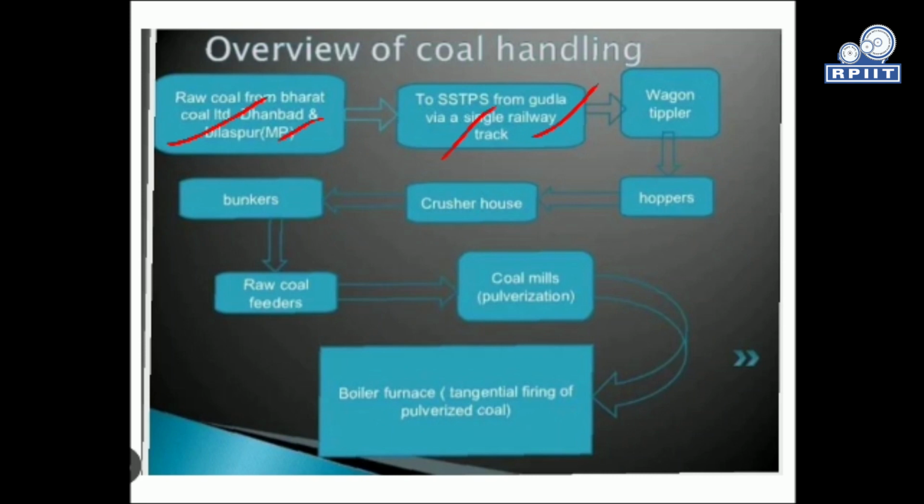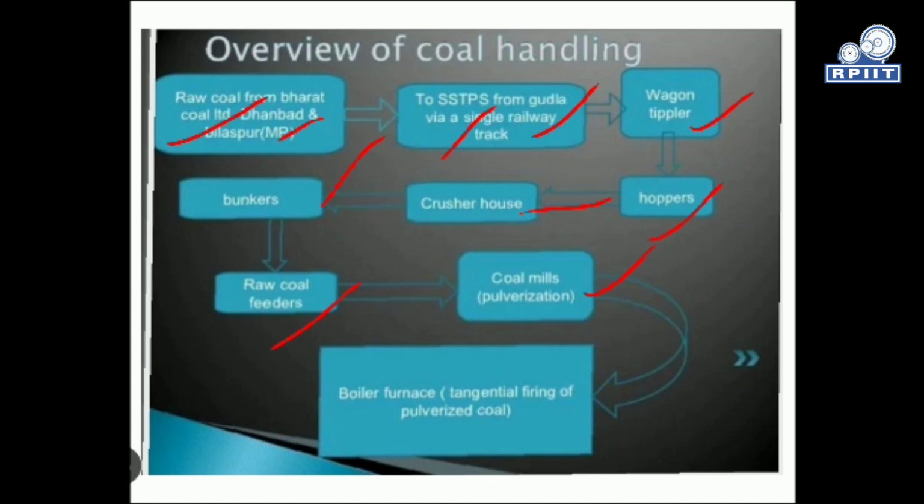Then it goes to the wagon tippler and is collected in the hopper. Then it goes to the crusher house, where the crushing of the coal takes place, and it is fed to the bunker, where the raw coal feeder collects it, and finally it is pulverized in the coal mills. From the coal mills it is sent to the furnace, where the coal burning takes place and converts the water into steam in the boiler section.